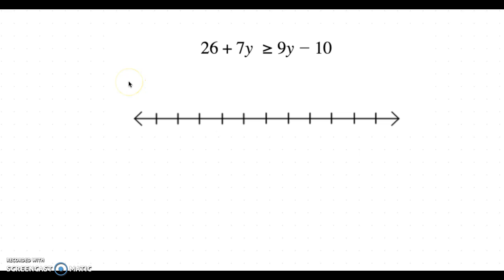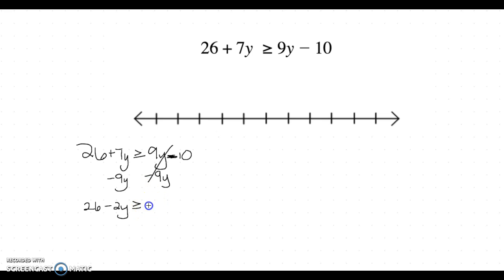So as I start solving, I just want to keep in mind that I typically would want my variable on the left. And so I'm going to start by doing that. So I'm going to rewrite the problem down at the bottom so we have a little bit more space. So I have 26 plus 7y is greater than or equal to 9y minus 10. And so if I want my variable on the left, I'm just going to start by right away moving it. So I'm going to subtract 9y from both sides. So I get 26 minus 2y is greater than or equal to negative 10.